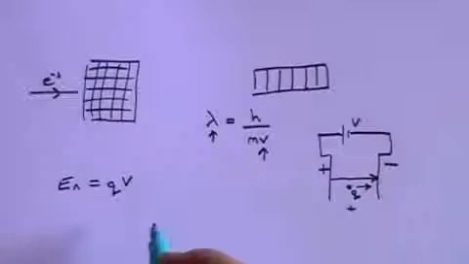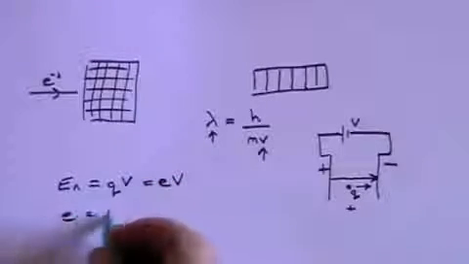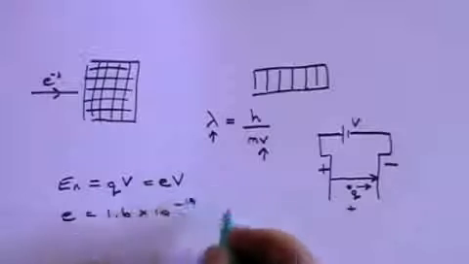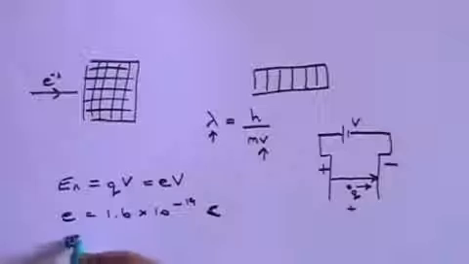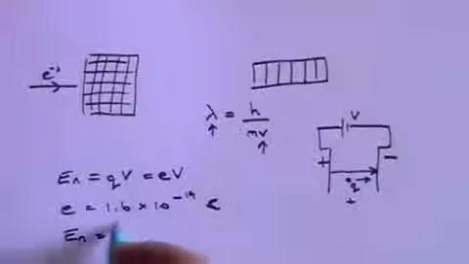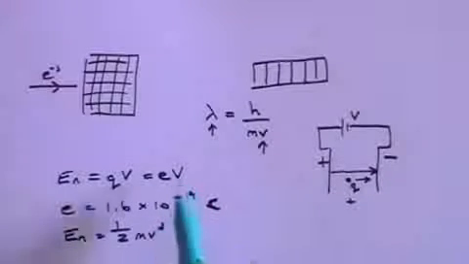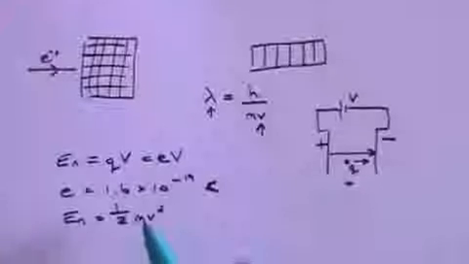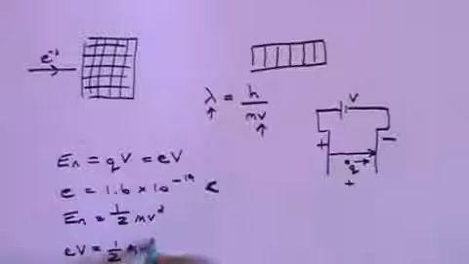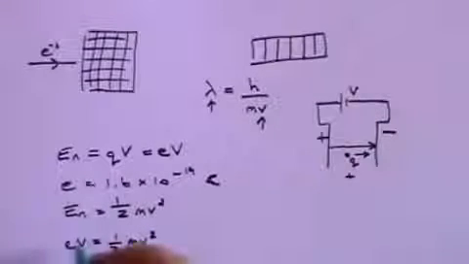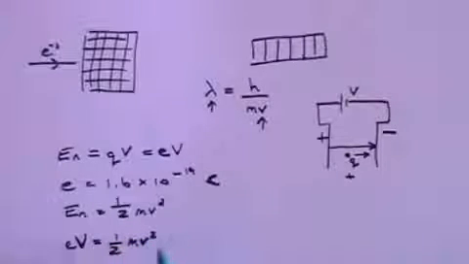In the case of an electron, the charge on an electron is given by e. e is, of course, 1.6 times 10 to the minus 19 coulombs. But the energy of an electron can also be given by half mv squared. That's the kinetic energy. And so this and this must equate. And that gives us that eV equals half mv squared. And just to confirm, this is V, capital V for voltage, this is small v for velocity.